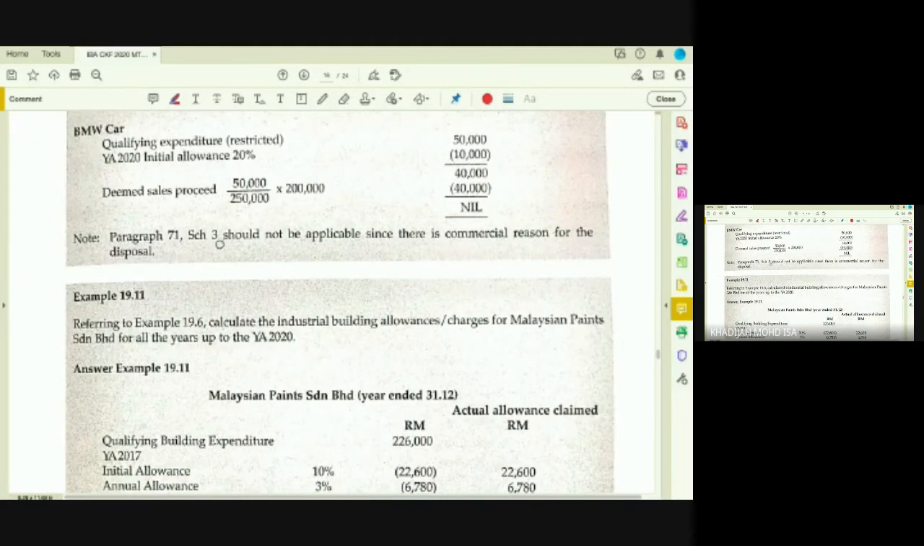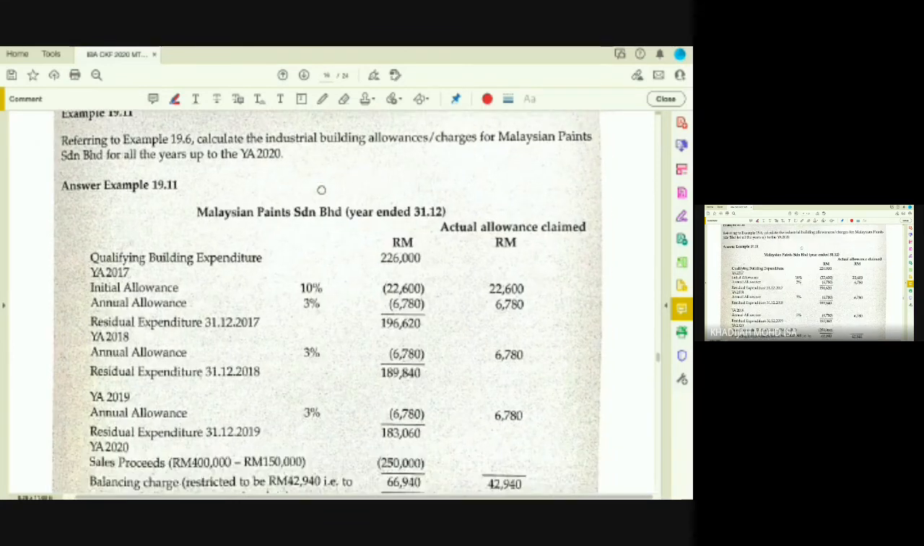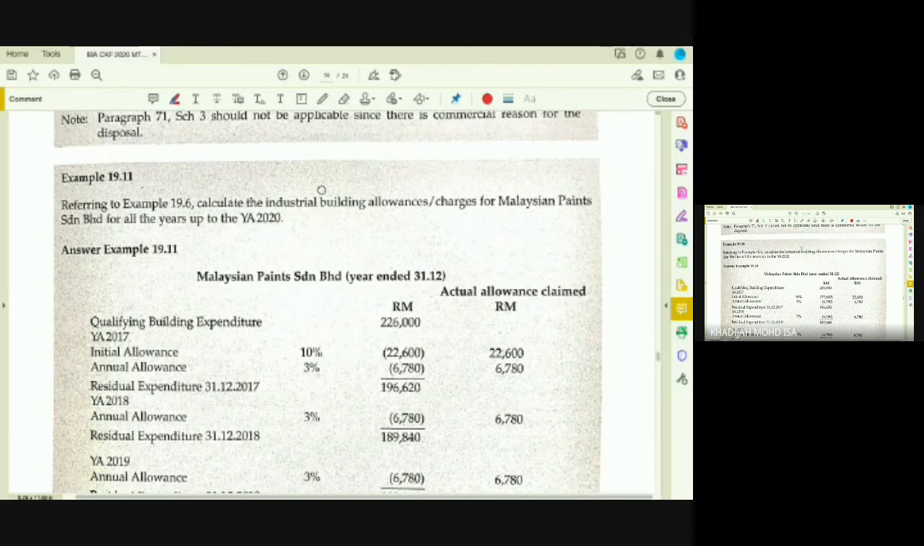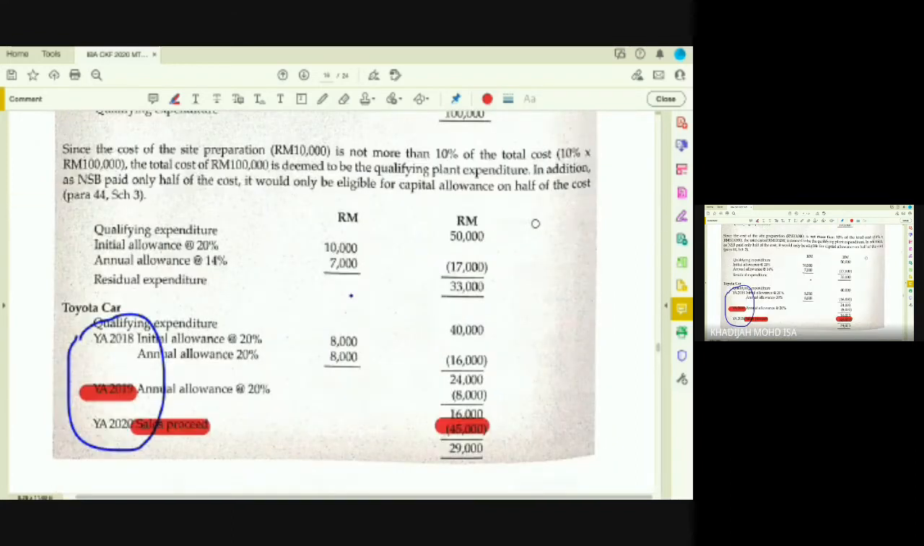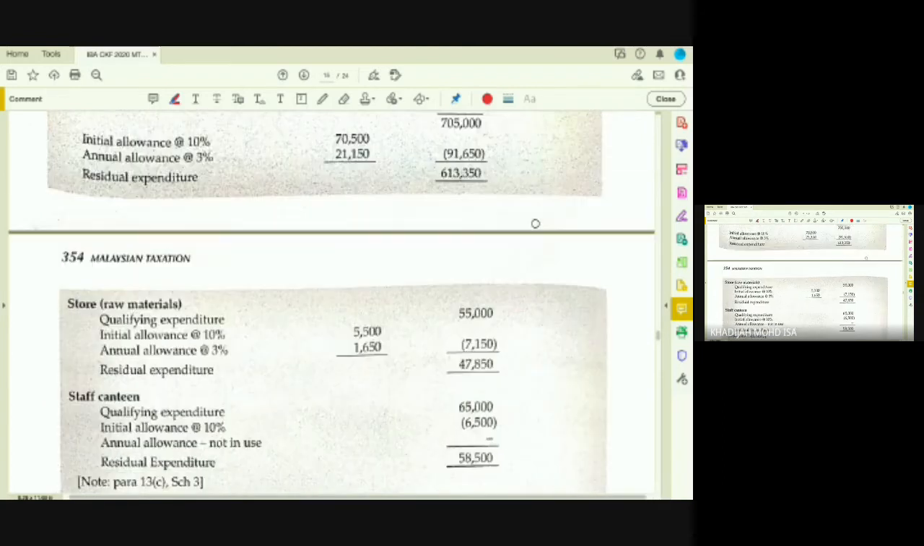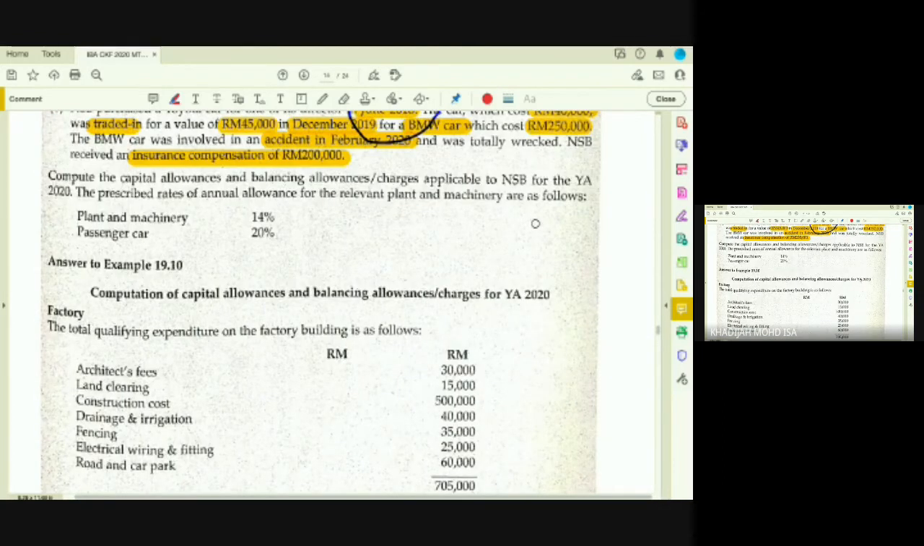Okay, BMW is how you restrict the disposal value. All right. Okay, in this example 19.11, just refer to example 19.6. You have to calculate the industrial building allowance and charges for Malaysian Paint for all the years up to YA 2020. In example 19.6, that only requires you to compute YA 2020. But I purposely show you YA 2020, 21, 22 so that you can see how I claim my allowances.